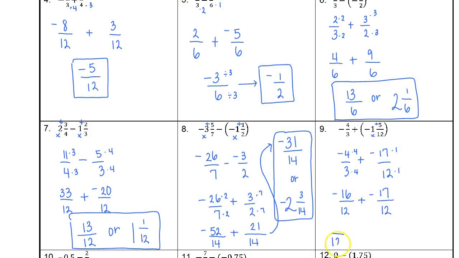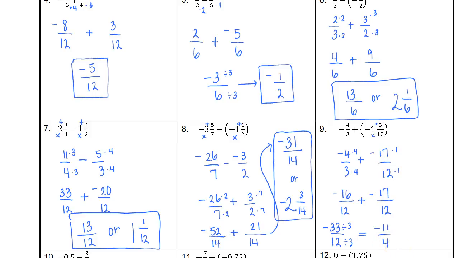My denominator will be 12, and I'm going to add the numerators because I'm going to have 16 negatives and 17 negatives. In other words, no zero pairs, and that's going to give me negative 33/12. This improper fraction can be simplified. These two numbers have a common factor of 3. So if I divide by 3, that's going to give me negative 11/4.